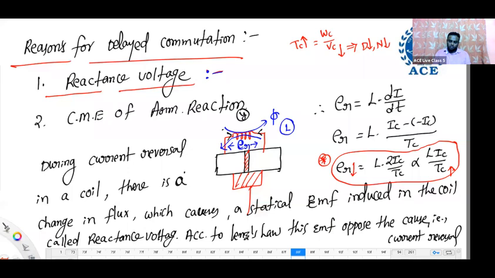Yes, increasing the commutator segment width automatically increases the brush width also. Yes, that is also correct. Yes, the speed of the commutator is nothing but the armature speed. Both are the same speed, no? Both are connected to the same shaft.